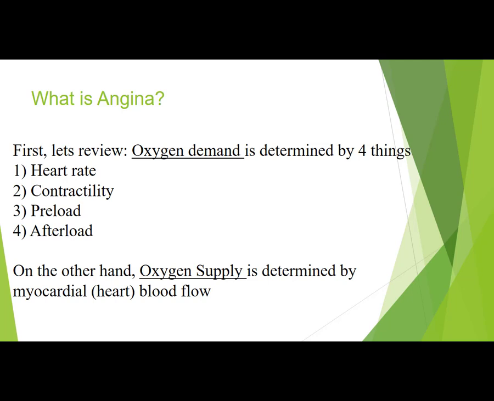Let's just review real quick before we dive into angina about oxygen demand and what it's determined by. There are four things that determine this, which are heart rate, contractility, preload, and afterload. On the other hand, oxygen supply is determined by myocardial, or the heart, blood flow. Let's keep that in mind. The four things that need to be taken into consideration for oxygen demand are heart rate, contractility, preload, and afterload.